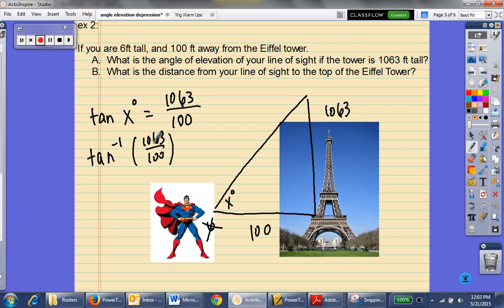So in our calculator, we're going to type in second and then the ratio here, 1063 divided by 100. So go ahead and click second tan 1063 divided by 100, 84.62, and I can round that to x equals 84.63 degrees. So from our eyesight, which we're saying is from ground level, would be 84.63 degrees. And notice I put the degree sign there.